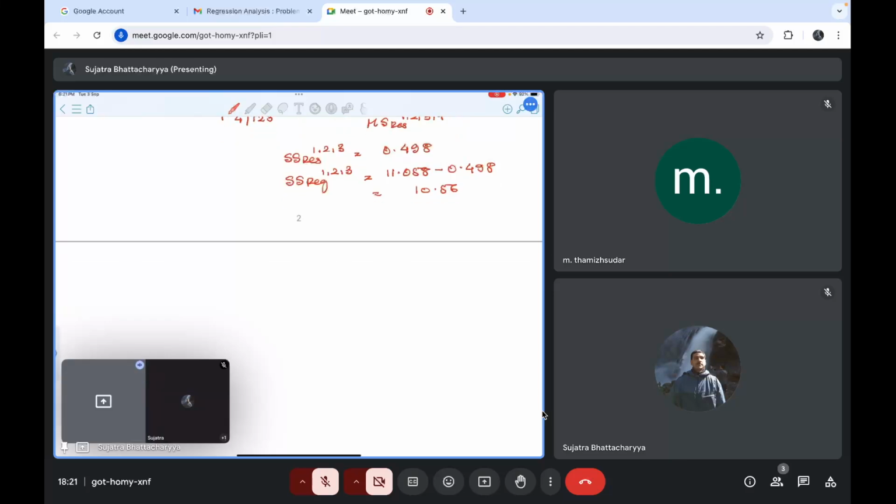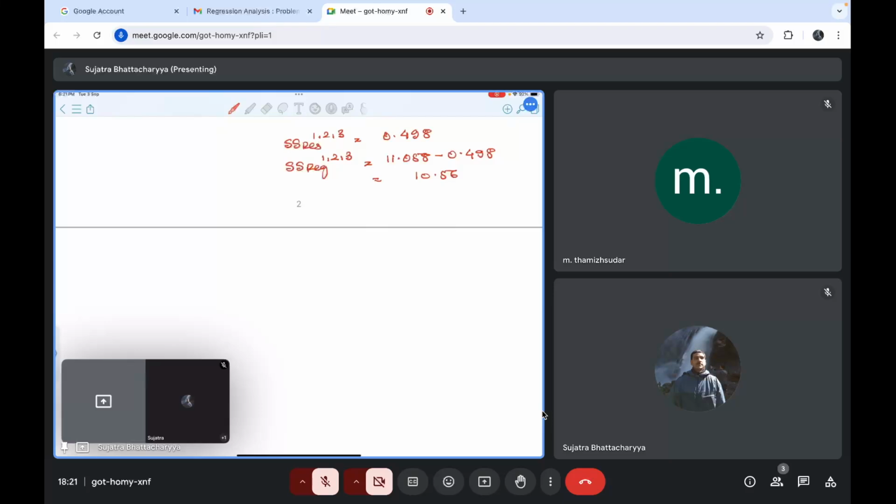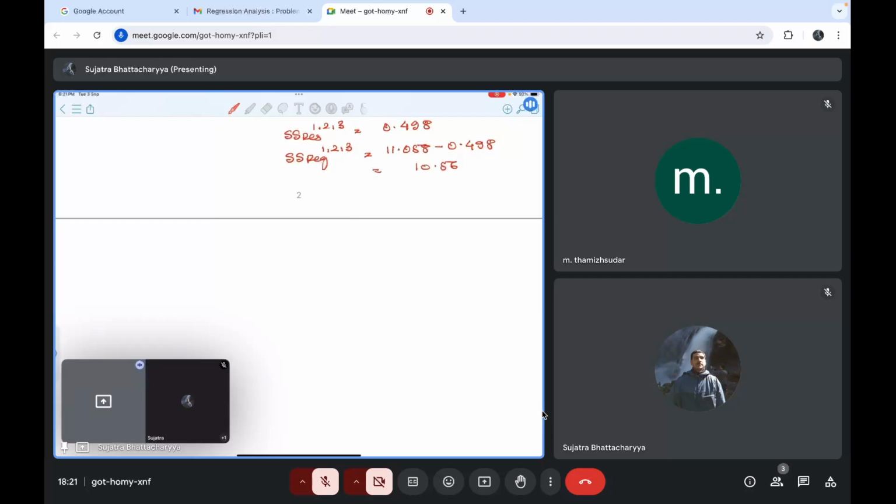Now we just need to calculate x4 in the presence of 1, 2, 3. This is the fixed 10.617 we have already calculated, minus 10.56, divided by MS residual, which is 0.0169. So this comes out to be about 3.36.